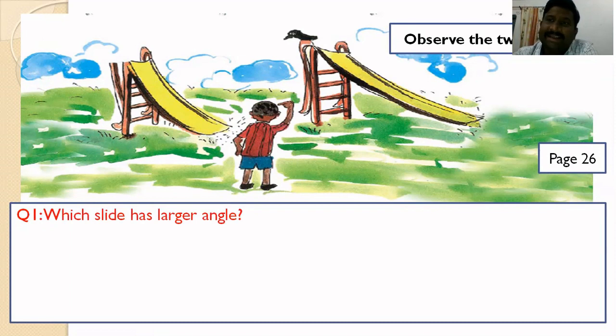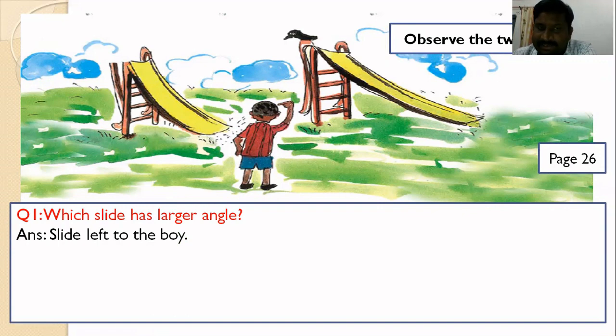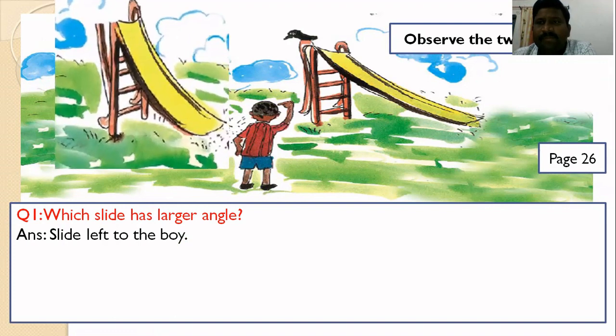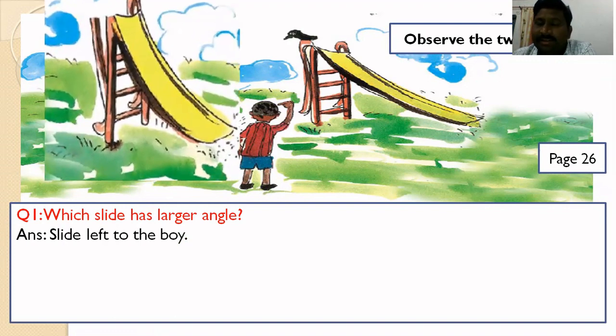So the first question is, which slide has the larger angle? The slide to the left of the boy has the larger angle. So it is not safe for him because he would suddenly come down fast.